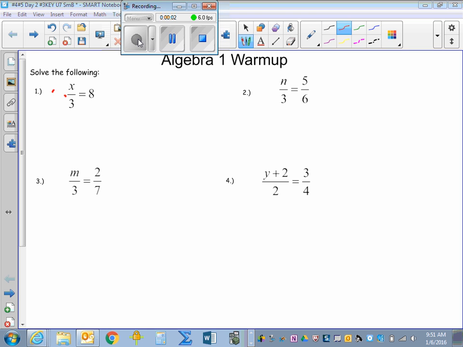Multiply by 3. We're currently dividing by 3, and we need to get rid of that, so the opposite of dividing is multiplying. So 3 cancels out there, so I have x equals 24.